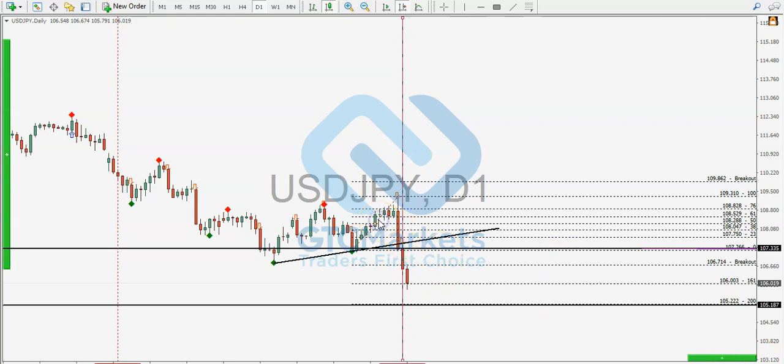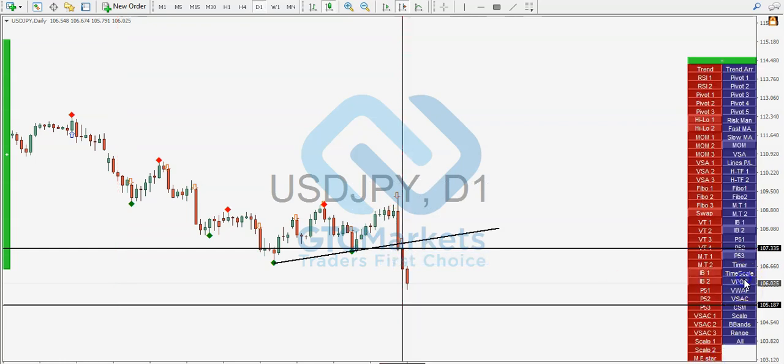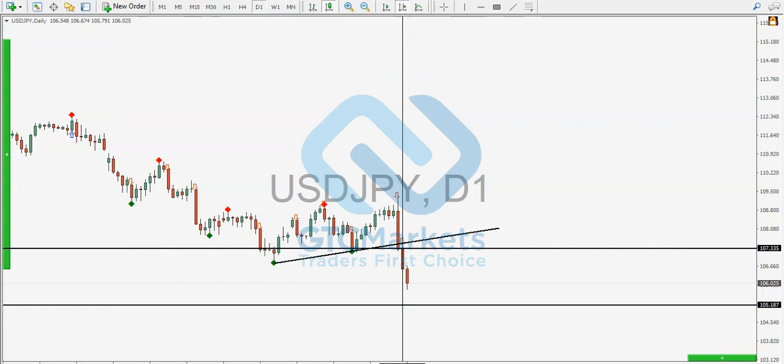I'll remove my fibs, so I don't want extra clusters. I'll remove my VPOC as well, and now I'll come into H4.